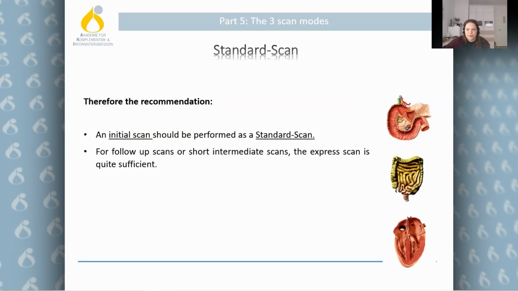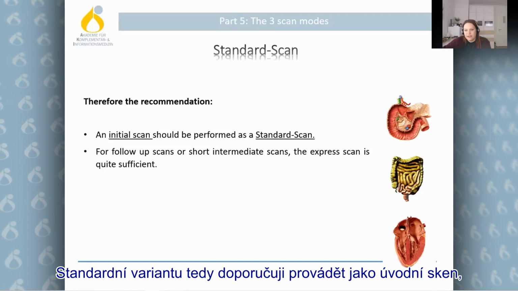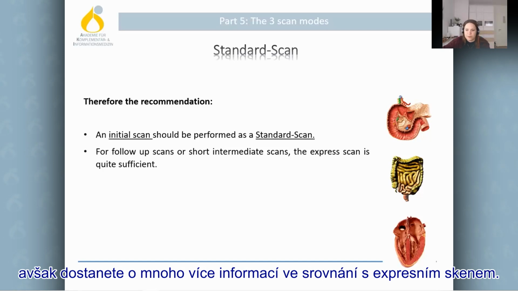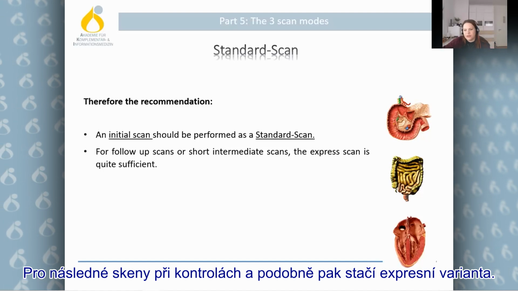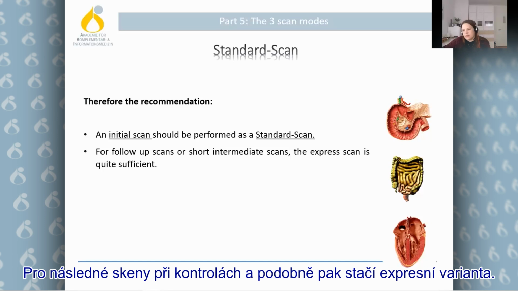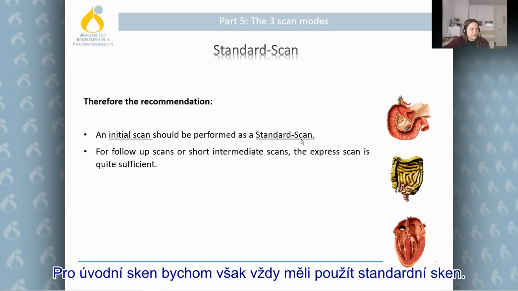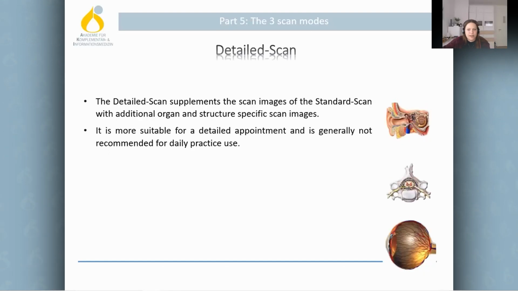So my recommendation is to use the standard scan as an initial scan. It should be the standard scan because it doesn't take too much time like the detailed scan, but you get much more information than with the express scan. So for follow-up scans or short intermediate scans, the express scan can be enough. But for the initial scan, you should use the standard scan.